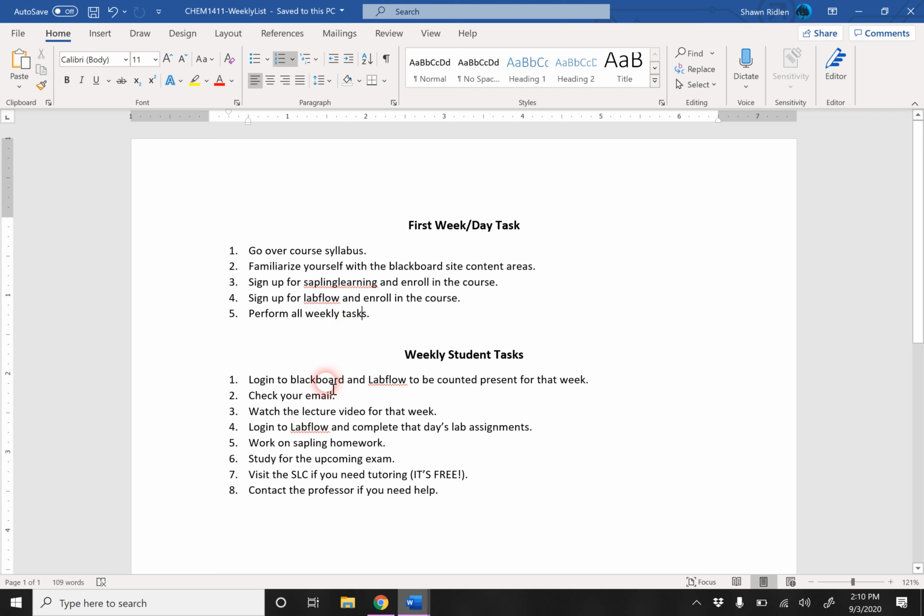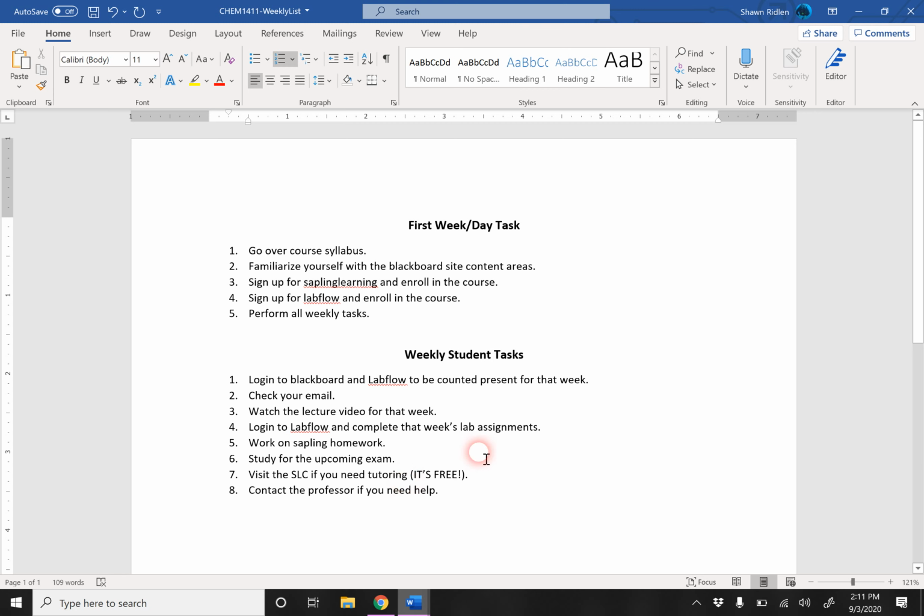First, make sure you log into either Blackboard or LabFlow to be present for that week. Make sure you're checking your email often. Hopefully you have your school email set to go to your phone so that when we send you things, you know right away. Make sure you watch the lecture video for that week. Try to keep up with those. Don't get too far behind, because if you do, you won't have time to ask me questions, and it'll all just pile up. So try to keep up with that schedule as best as you can. Log into LabFlow and make sure you complete that week's lab.